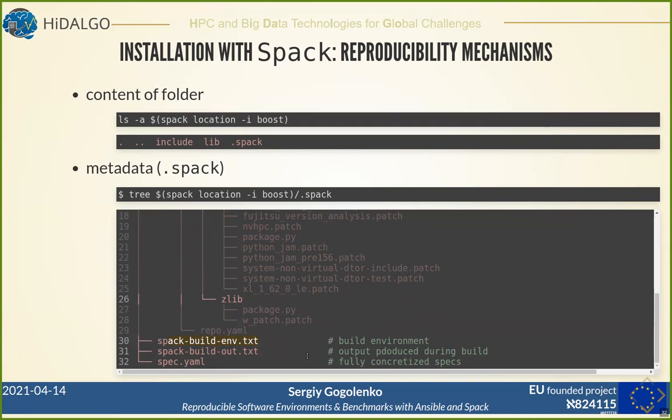Then you have the output which was produced by the installation process of Spack. In the case of LibOSRM, it will be the list of all make outputs and makefile outputs, all that stuff. And then you have the fully concretized specs for the installed package in YAML format, the specs YAML file. We'll go back to this a little bit later.